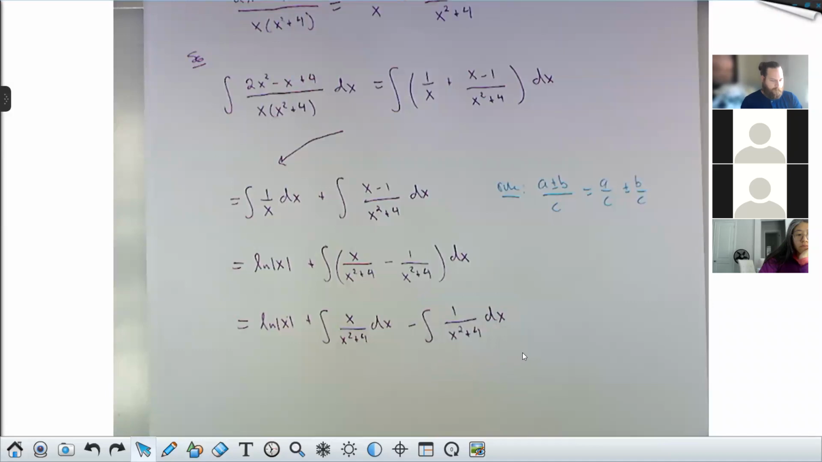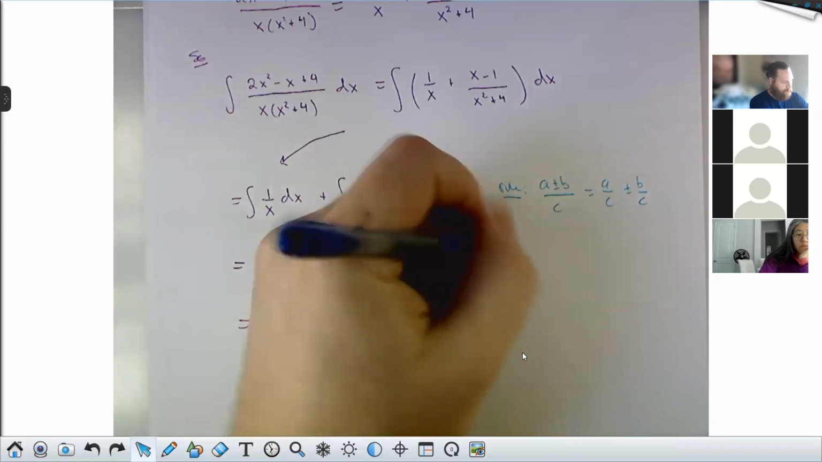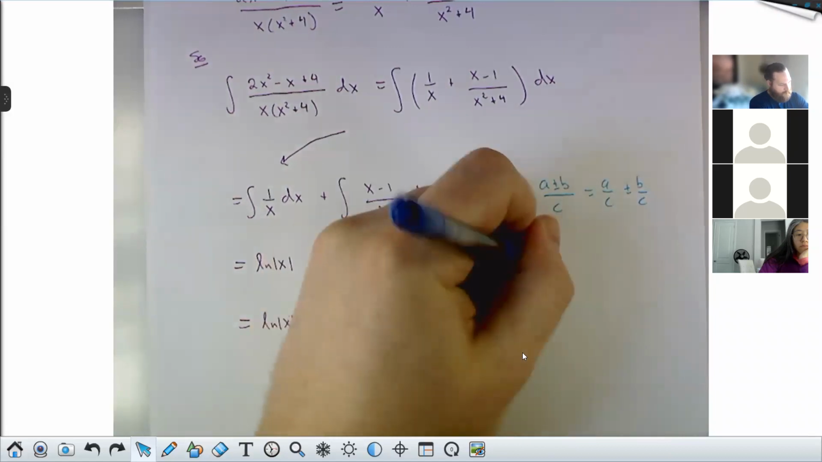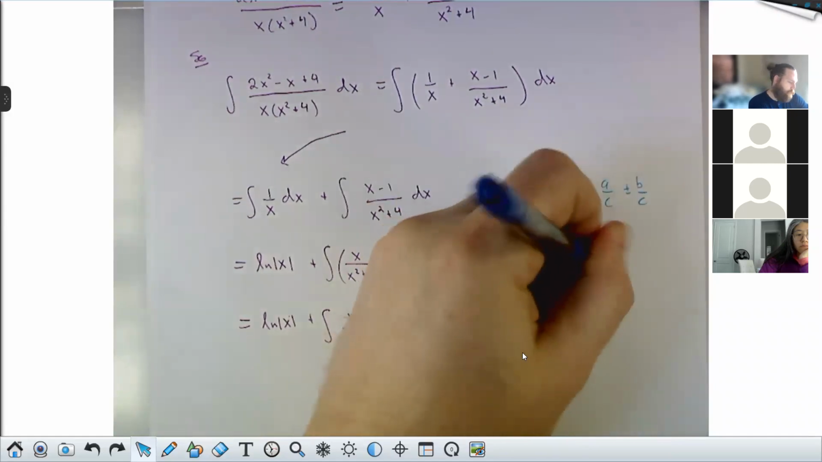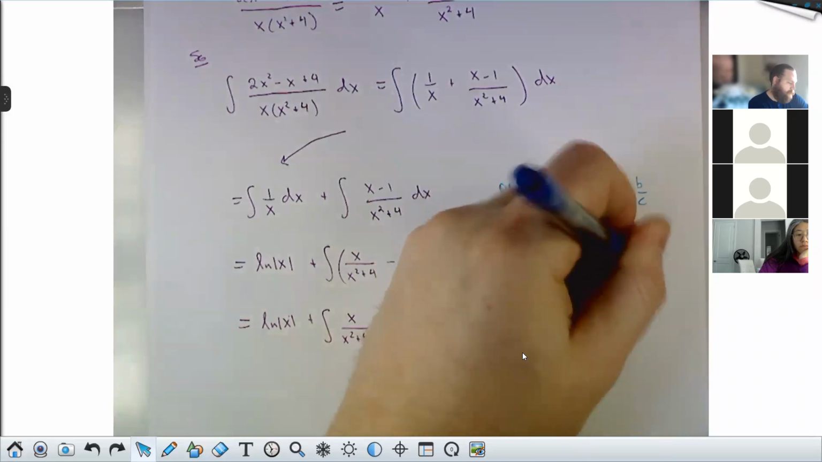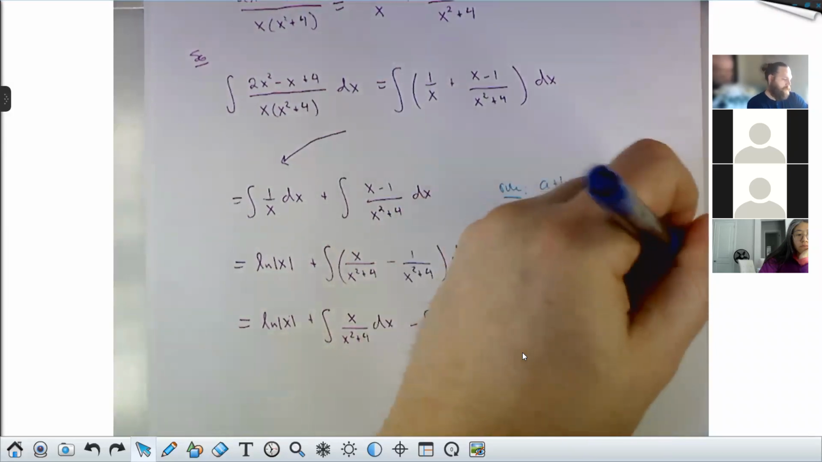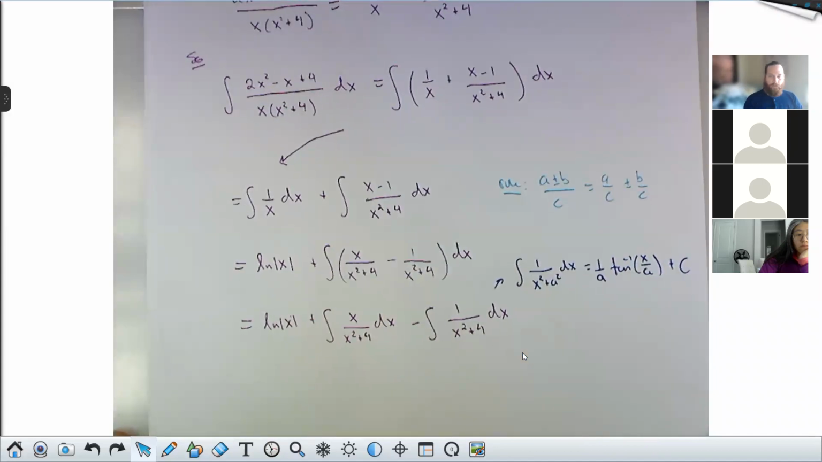Very good. This is an inverse tangent. So we proved the formula: the integral of 1 over x squared plus a squared dx equals 1 over a times the inverse tangent of x over a, plus c. This is something we proved in 7.3. It's a trig sub thing. So this guy is going to be 1/2 times the inverse tangent of x over 2, because this 4 is 2 squared. How do you do this guy?